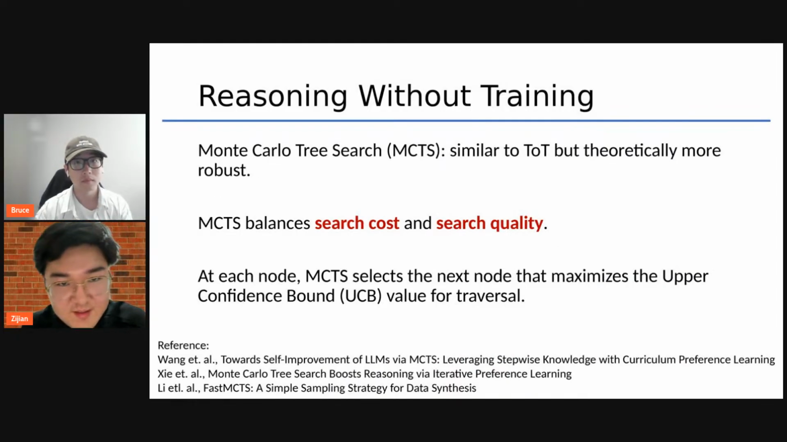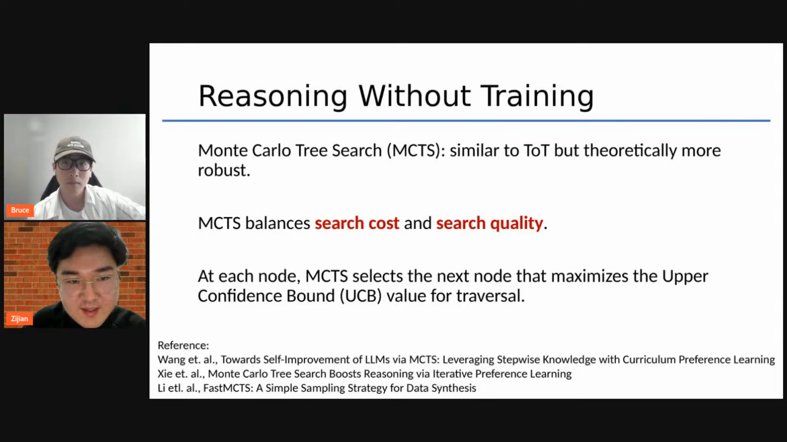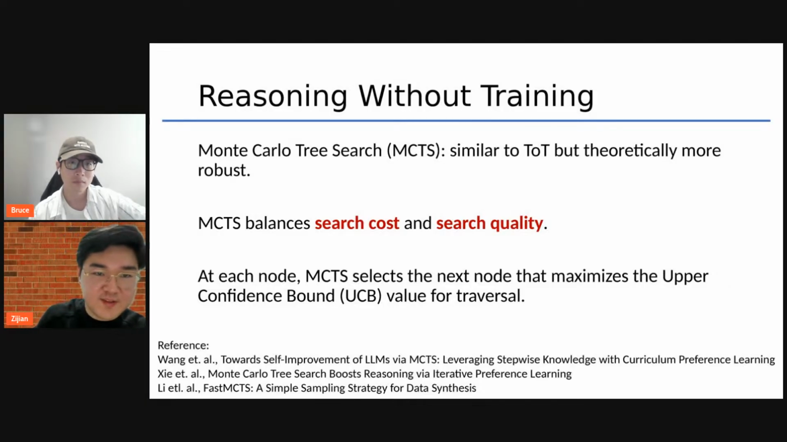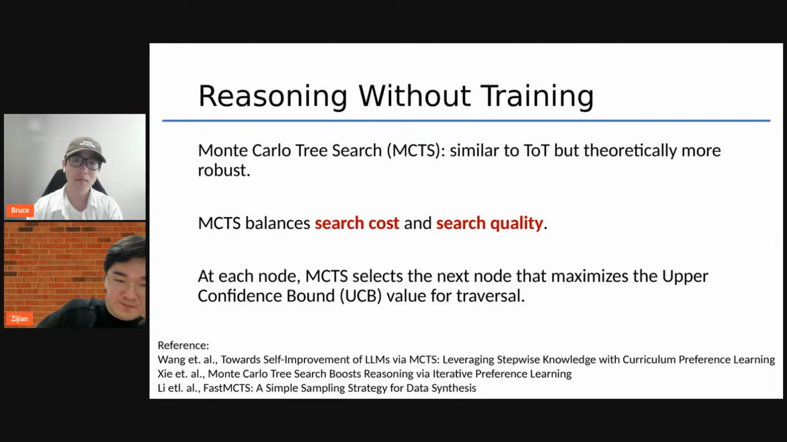And building on this tree of thought, there's also an even more advanced version called the Monte Carlo tree search mechanism. That is similar to the tree of thought mechanism, but it balances search cost and search quality. I will not delve deep into the exact mechanism of this MCTS, except for the fact that it's kind of interesting. So I encourage you to look it up on your own.